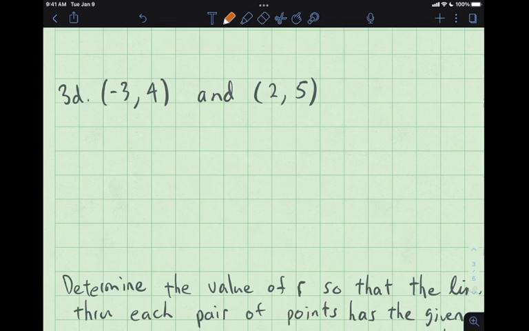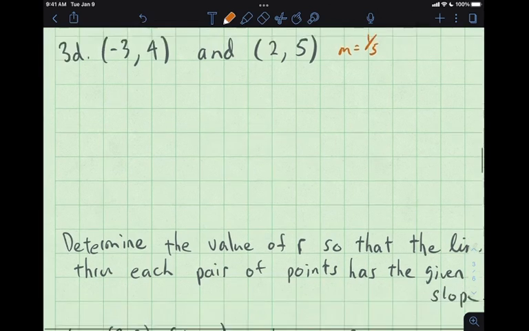I'll skip over 3D as an example. You should get 1/5 as your answer there. M equals 1/5. You can show your work and practice this on your own.